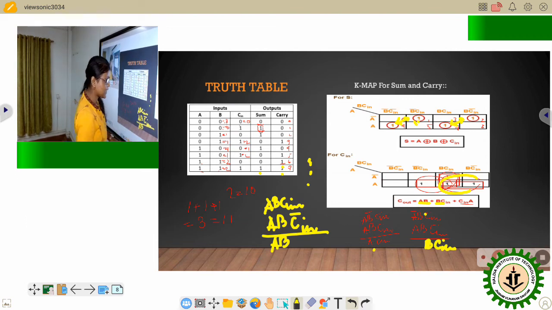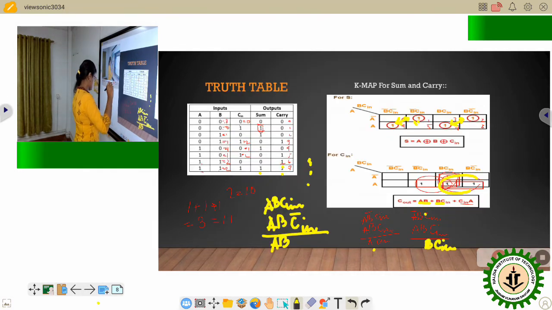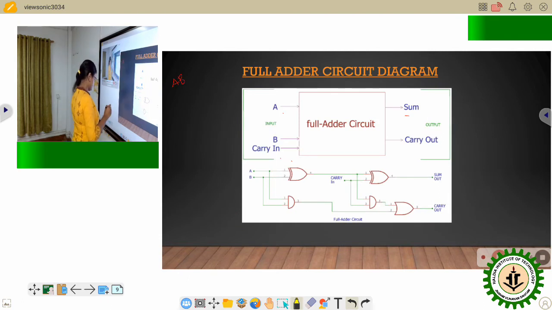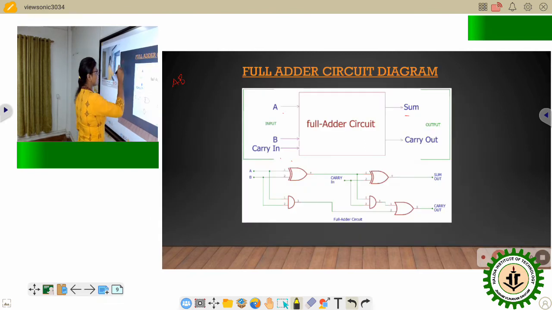So the diagram will be like this. We got AB, next BC in, and AC in for the carry. So we can draw this diagram like this.